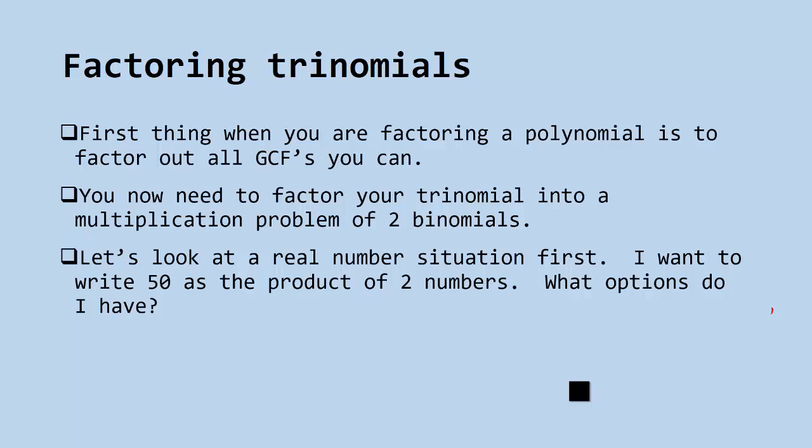Let's look at a real number situation first. This will give you a better idea. I want to write the number 50 as the product of two numbers. So what options do I have? I could write it as 50 times 1. I could write it as 2 times 25. I could write it as 5 times 10. So you can see that I'm basically breaking up my number and writing it as a product, a multiplication problem. And that's what we're going to do now.